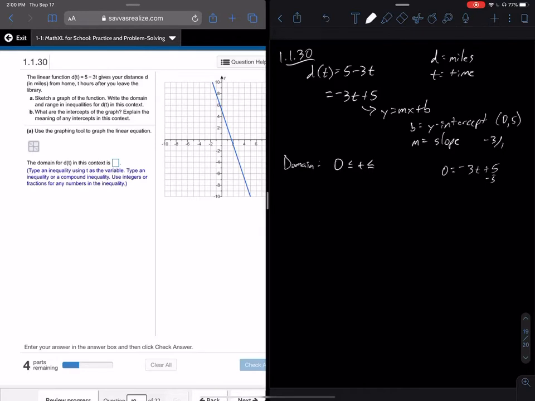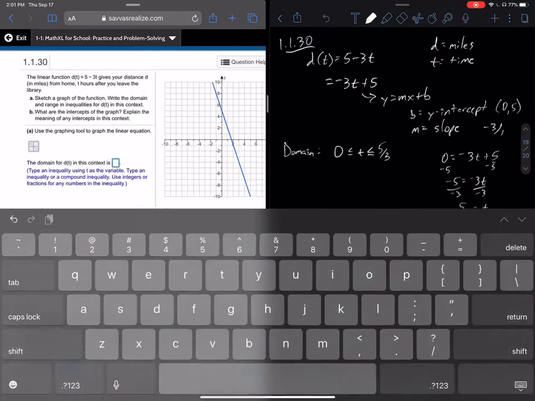So subtract 5 from each side. So negative 5 equals negative 3t. Divide both sides by negative 3. So 5/3 would be equal to t. So that's going to be my max. All right, 5 over 3. And again, when you're looking at your graph, you only really care about that top right quadrant because time has got to be positive. All right, and our distance has to be positive. So we're dealing with all positive numbers here.